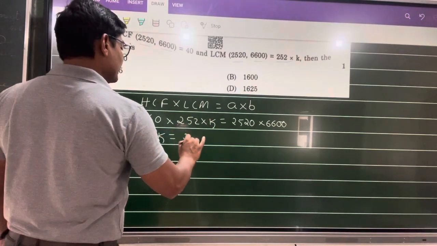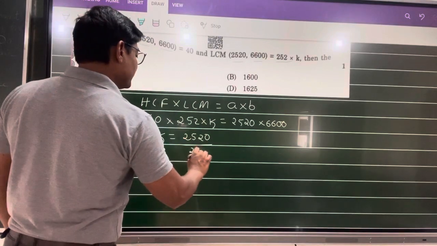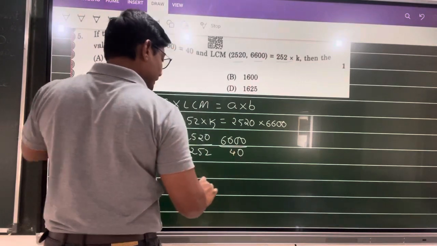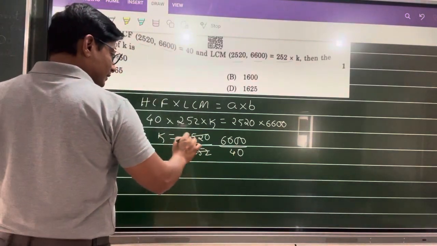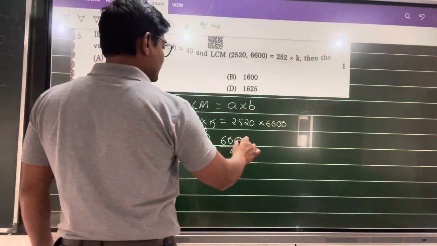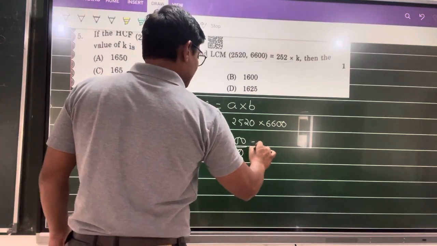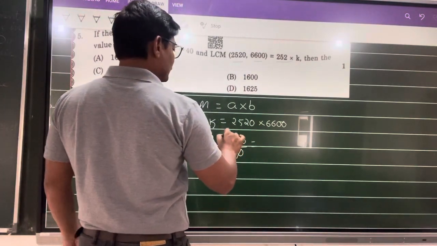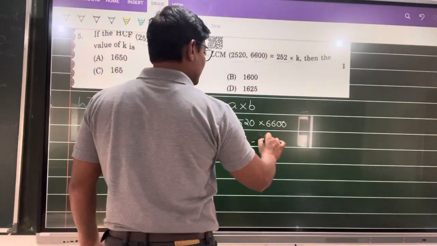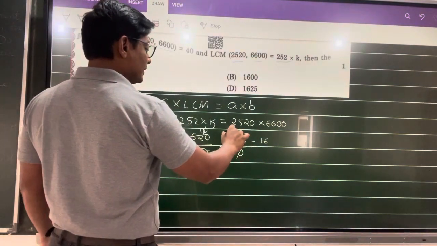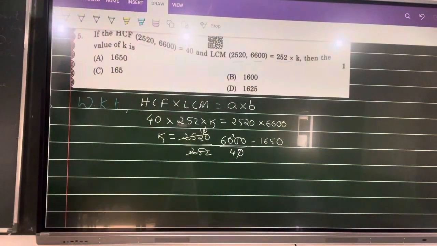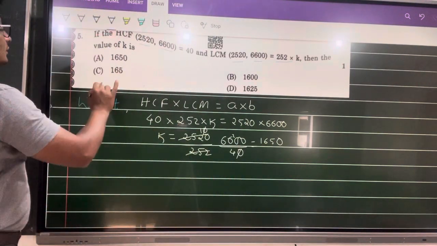So K will be equal to 2520 upon 252, and 6600 divided by that 40 will come this side. So this is 10 times you will get this value. Here I will cancel one zero also. Now 66 divided by 4, if I simplify, 4 sixes are 24, 2 will remain, and then 4 fives are 20, and that 0. So this value is coming 1650. 1650 is option number A.